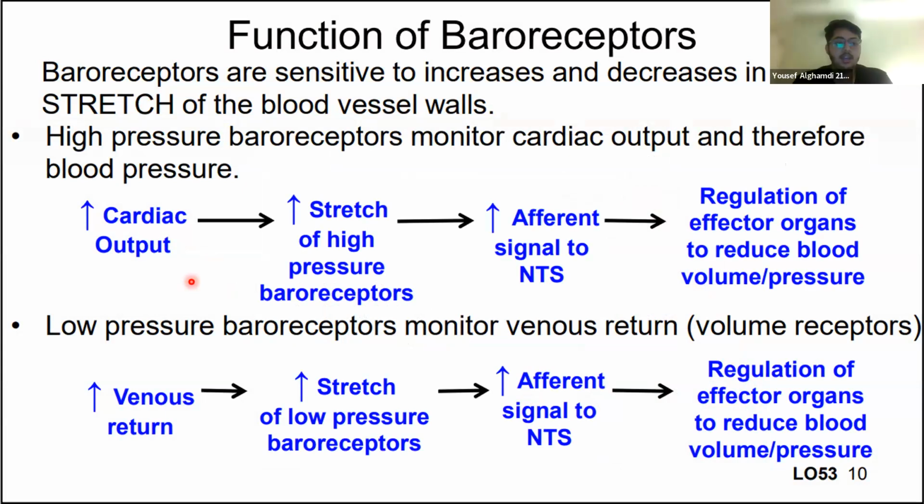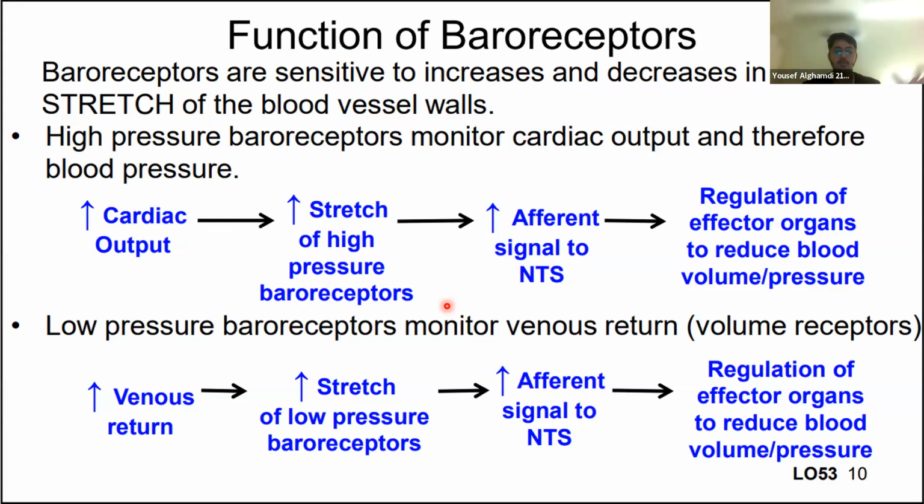Okay, good. So baroreceptors are sensitive to increases and decreases in stretch of the blood vessel walls, right? If we have an increase in cardiac output, there will be an increase in the stretch of the baroreceptors. There's more blood, so the baroreceptors get stimulated more because there's more pressure on the vessel wall. This will increase the signal to the nucleus tractus solitarius, and the regulation of the organs to reduce blood volume and pressure will happen, okay?